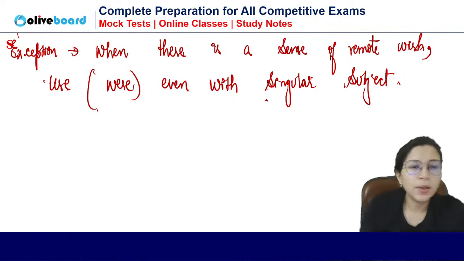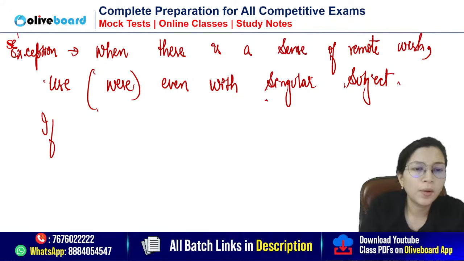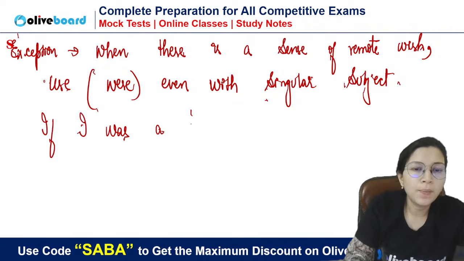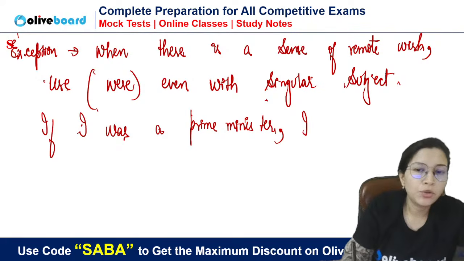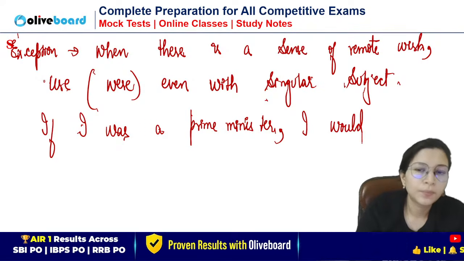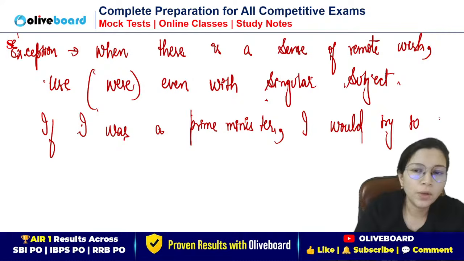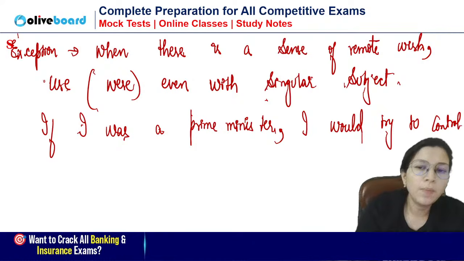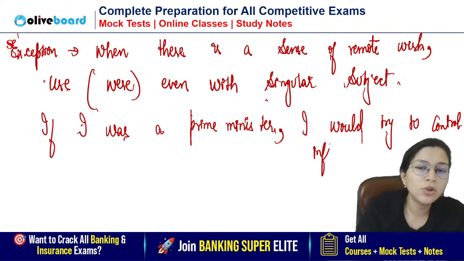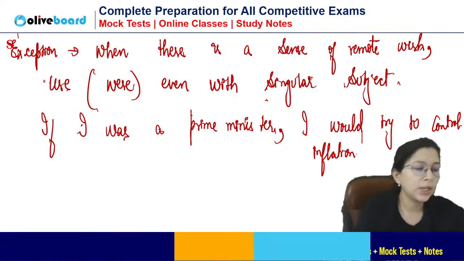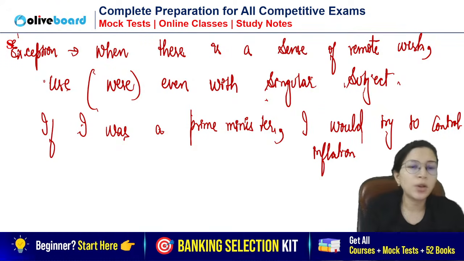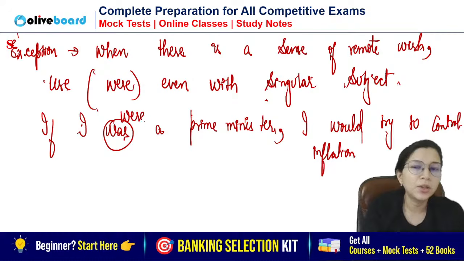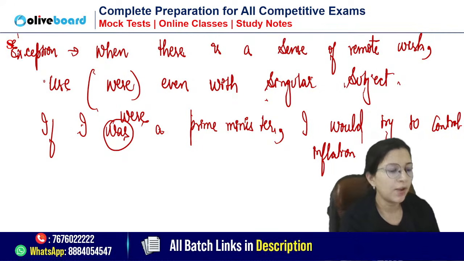The simple example is, if I was a prime minister, I would try to control inflation. Now, everybody will say, okay, it is not that it is less likely to happen, but usually it does not happen. It will be: if I were a prime minister, I would try to control inflation, okay? If I were a PM.